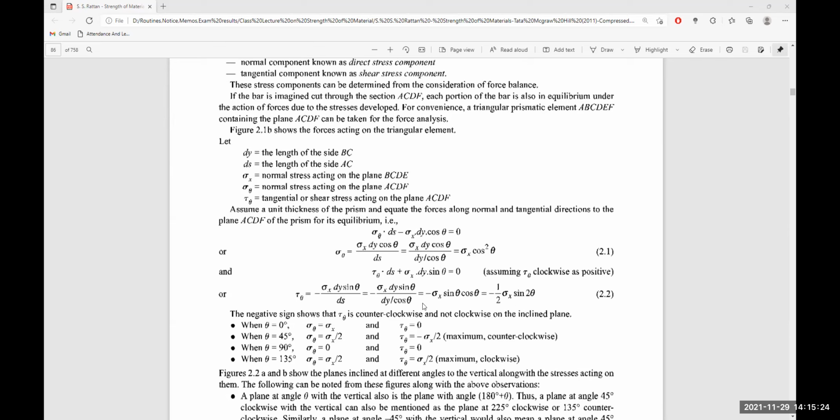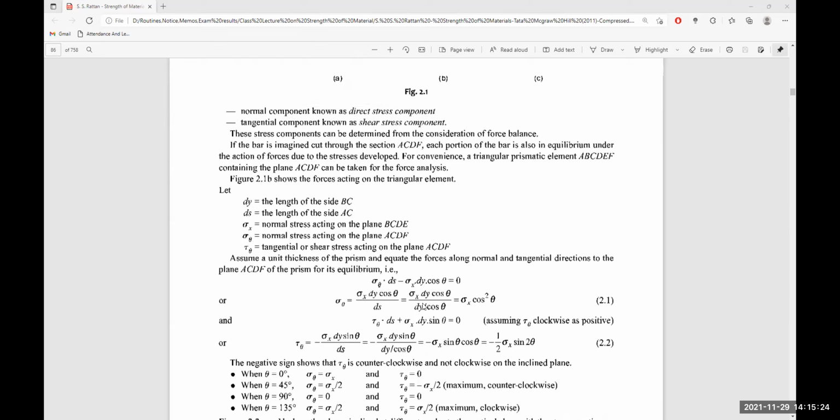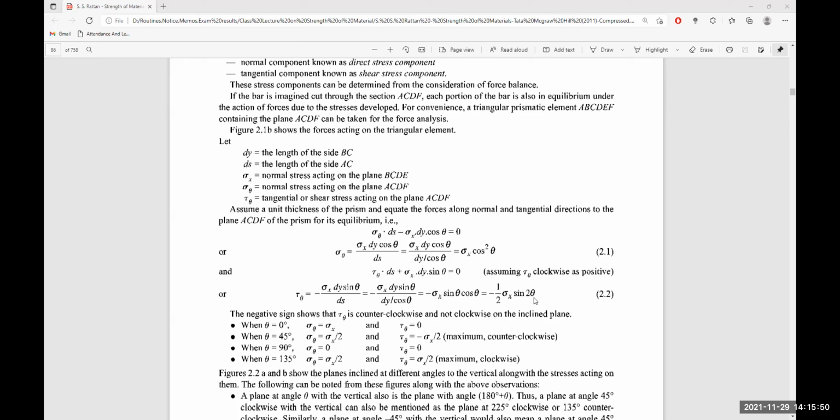When theta is equal to 45 degrees, then sigma theta is sigma x by 2, because cos 45 degrees is 1 by square root of 2, so cos squared theta is equal to half. So sigma theta will be equal to sigma x by 2. Similarly for tau theta, if we put theta equal to 45 degrees or pi by 4, then sine 2 theta becomes sine pi by 2, which is equal to 1. So tau theta will be equal to minus sigma x by 2.